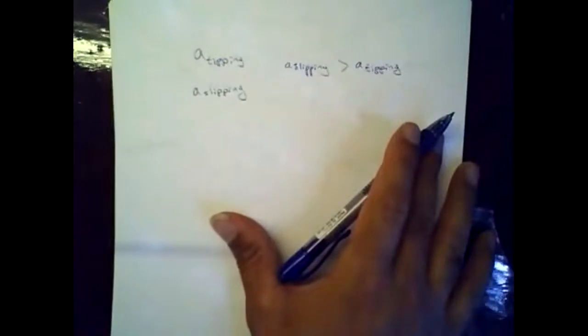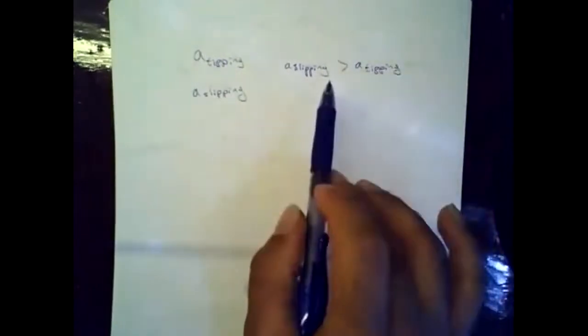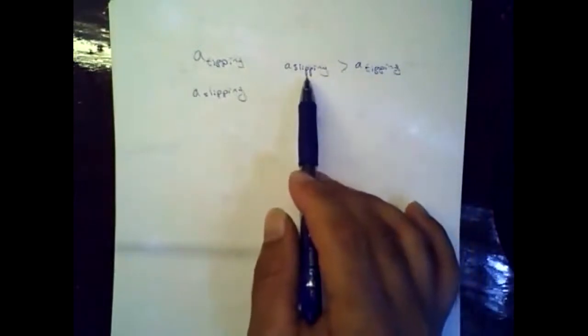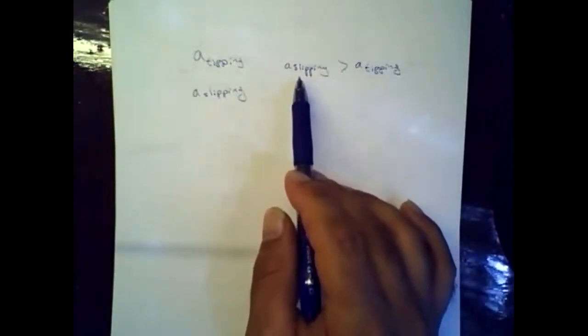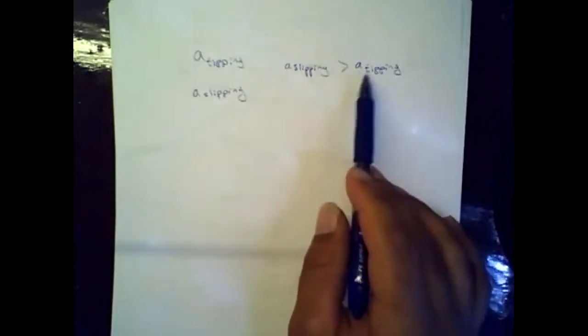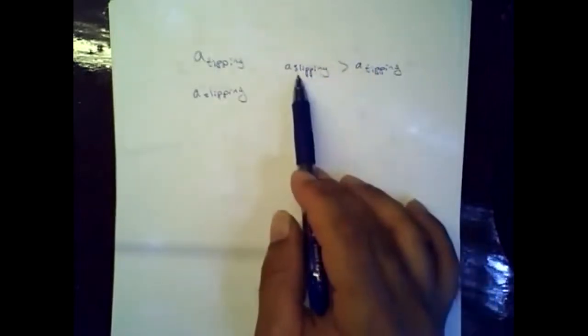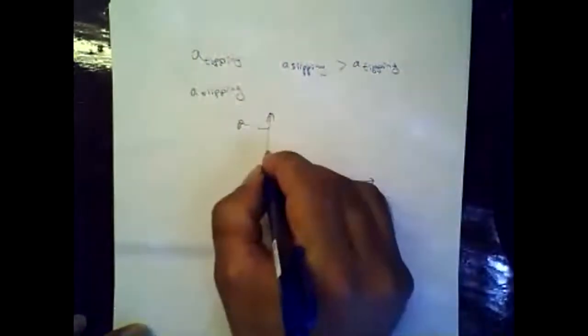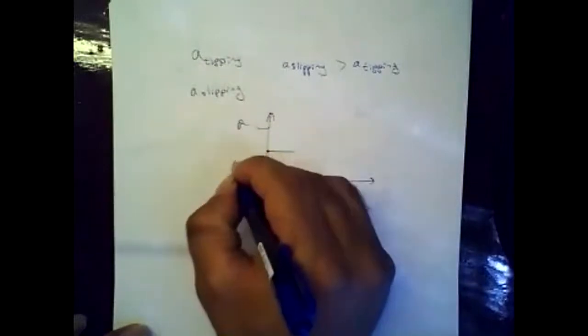So it's going to slip before it's going to tip. Exactly. Right, it's going to tip. As the acceleration for slipping is greater than the acceleration for tipping, it's going to tip before it slips. Let's say this is your acceleration here, so the acceleration for tipping is here.